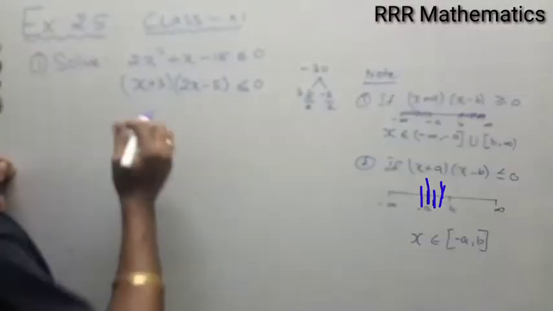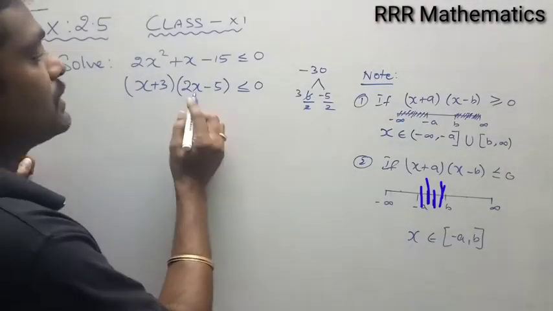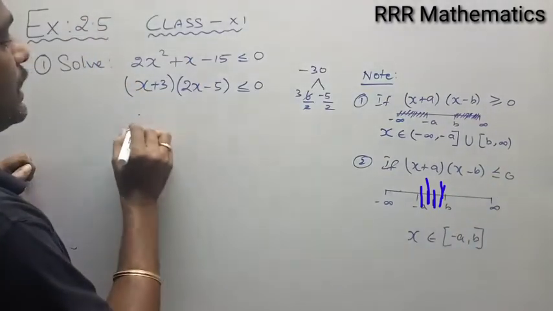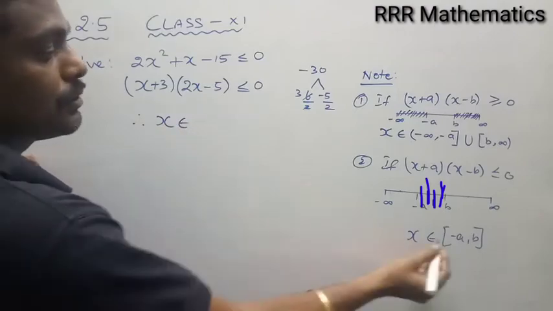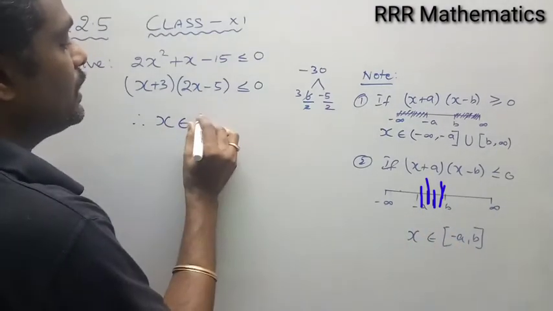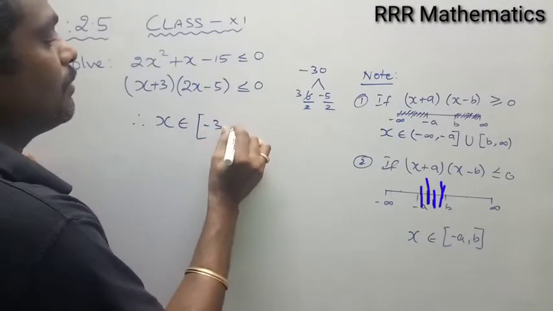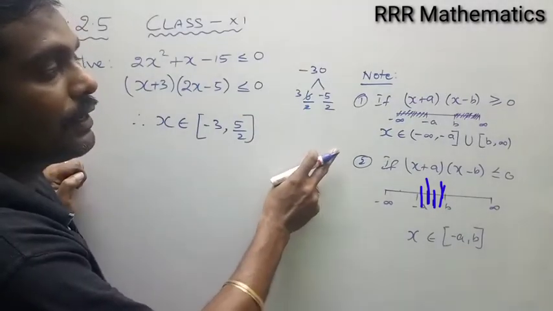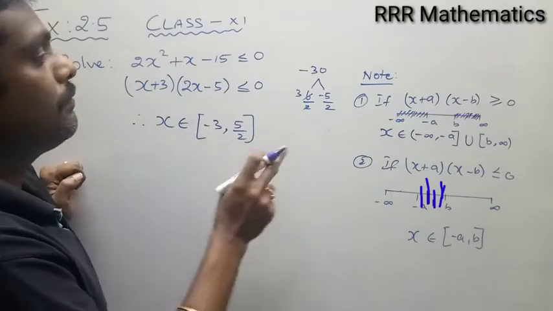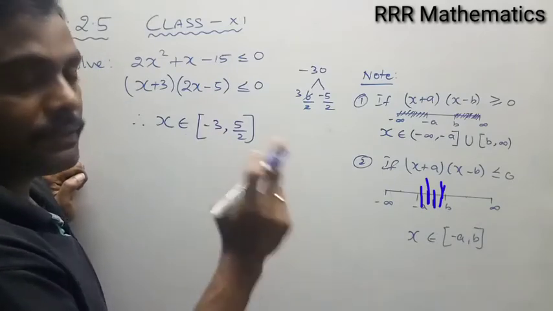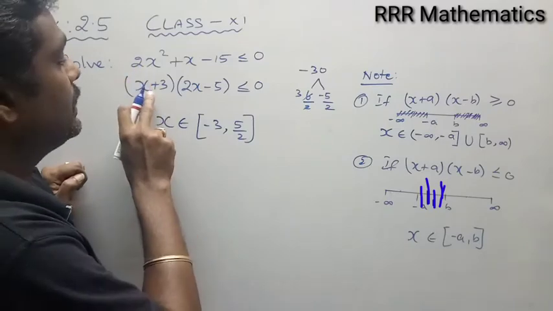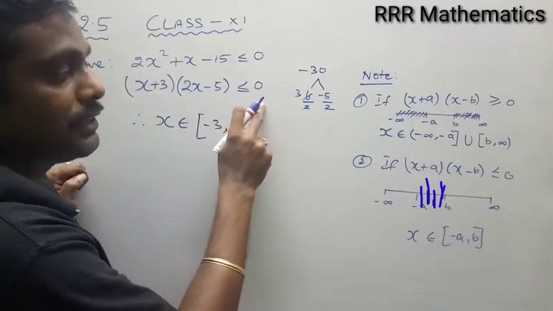Got it? So when you factorize (x + 3)(2x − 5) ≤ 0, it is in this category. So in this case x belongs to [−a, b], that is, [−3, 5/2]. Got it? That's all. This is possible only for quadratics. For cubic and other degrees, we have a separate method that we will discuss later on. So in this case, when you factorize, I get (x + 3)(2x − 5) ≤ 0.